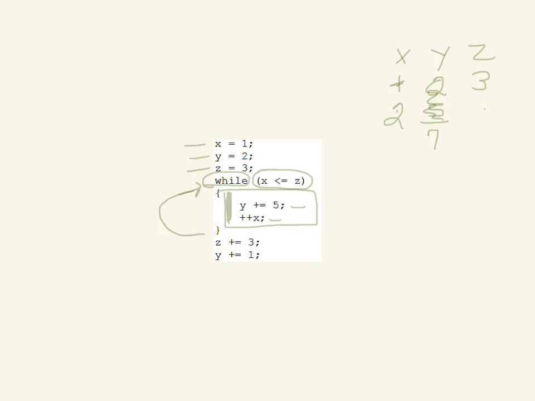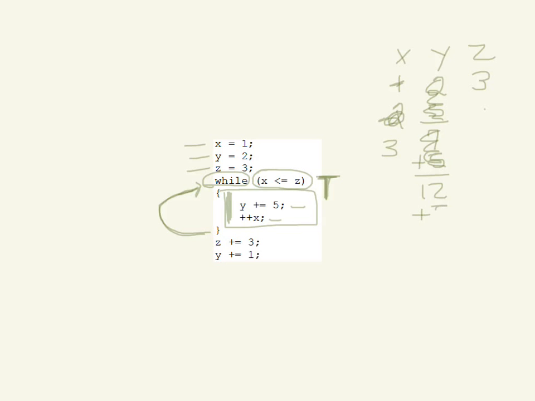Now x is 2 and z is 3. Is it true that x is less than or equivalent to z? Sure is, because 2 is less than or equivalent to 3. I'm going to execute this again. Add 5 to my y and get 12. Add 1 to my x and get 3. And I have hit the closing curly brace, and I come back up here and I say, okay, x is 3 and z is 3. Is it true that 3 is less than or equivalent to 3? Yep, they are equivalent. So I do this again.